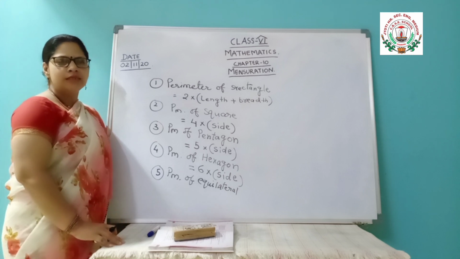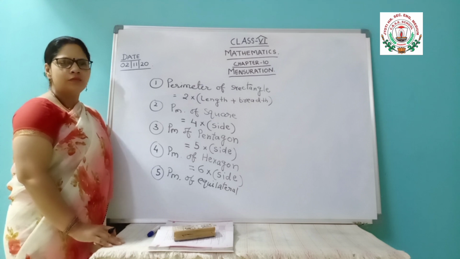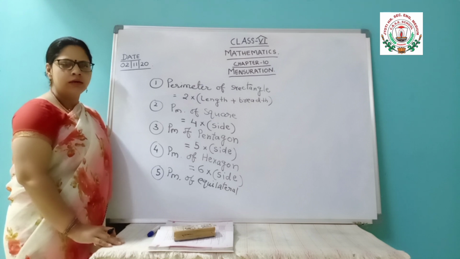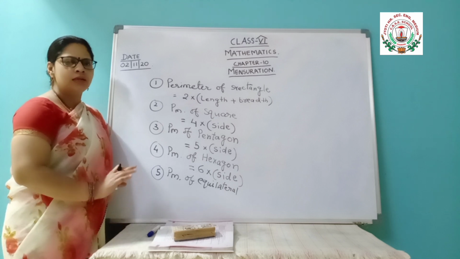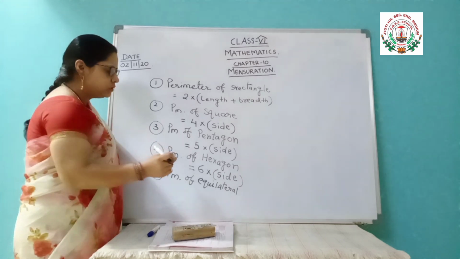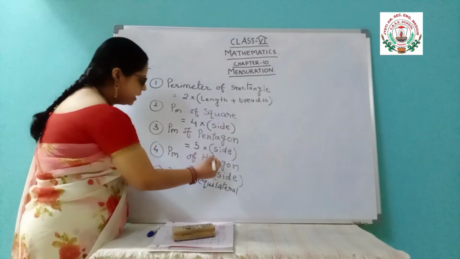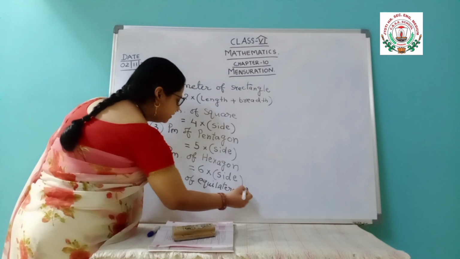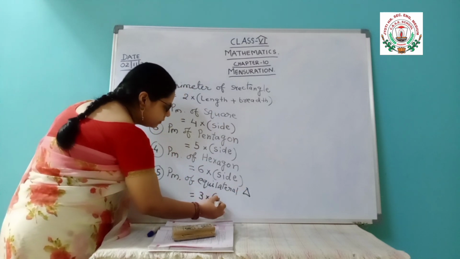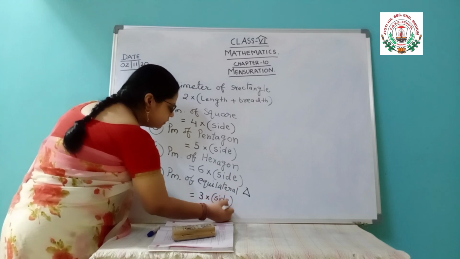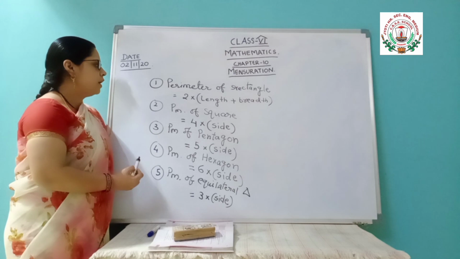Isosceles, where 2 sides are equal and the third is of different length, you cannot find with the help of any formula. In that type of question, you have to just add all the 3 sides separately. But for an equilateral triangle, you can use a formula like this. That is 3 sides of equal length. So 3 into side. So these are the formulas which you have to learn.